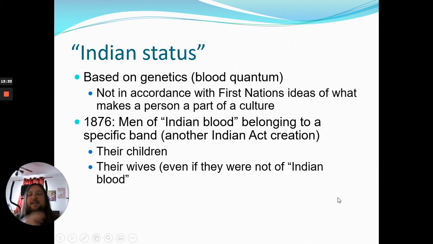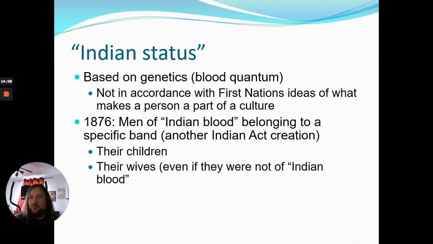Now, in the original 1876 version, who was considered a person with Indian status was men, first of all. It was very male-based. Again, this comes from the federal government: men of quote-unquote Indian blood who belonged to a specific band. And we'll learn more about bands shortly. It's another Indian Act creation, a system of governance that was imposed by the Indian Act. So these men, their kids, and their wives would be considered to have Indian status.